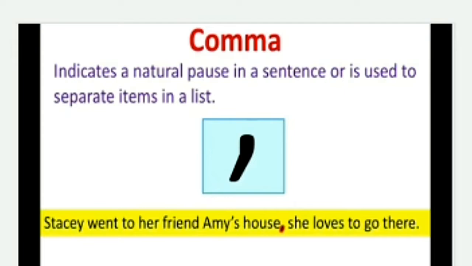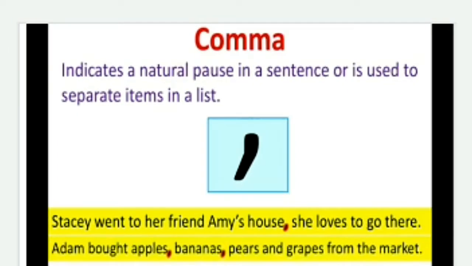So from this sentence you can identify two punctuation marks. One is the comma and another one is the full stop. So in between, after Amy's house, it gets a natural pause. So it gives a natural pause with a comma and then we finish the sentence with a full stop. Let's see the other example. Adam bought apples, bananas, pears and grapes from the market. So in this, Adam bought apples, bananas, pears. We separate the items in a list so that we can use the comma.